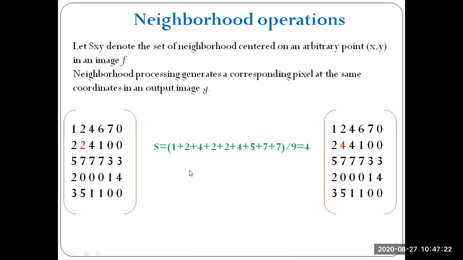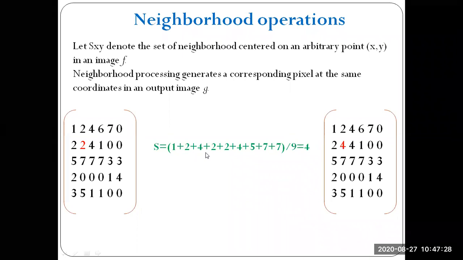So we consider 9 elements and perform averaging. What is the average? 1 plus 2 plus 4 plus 2 plus 2 plus 4 plus 5 plus 7 plus 7. My 3 by 3 set is 1 2 4, 2 2 4, 5 7 7. My center pixel is 2, and you have to include that center pixel also. So here how many elements?